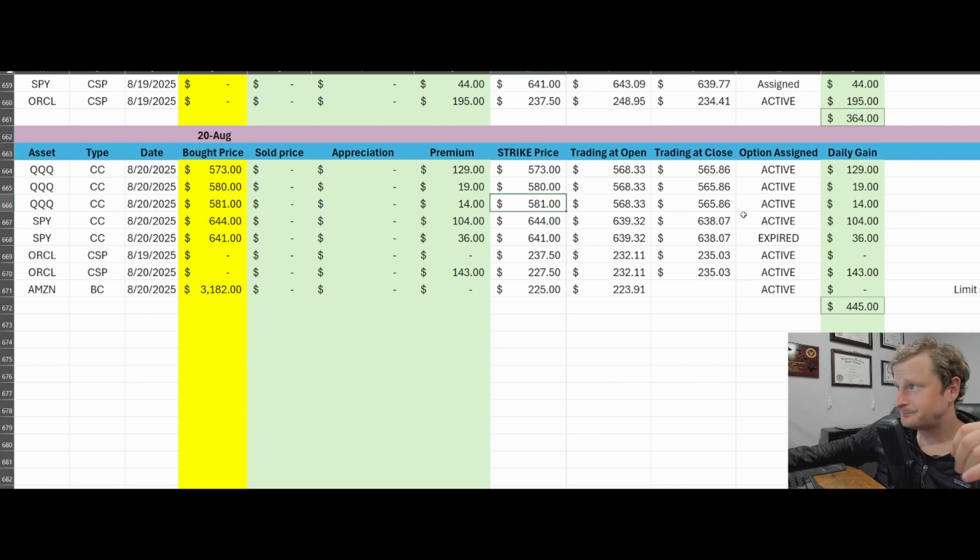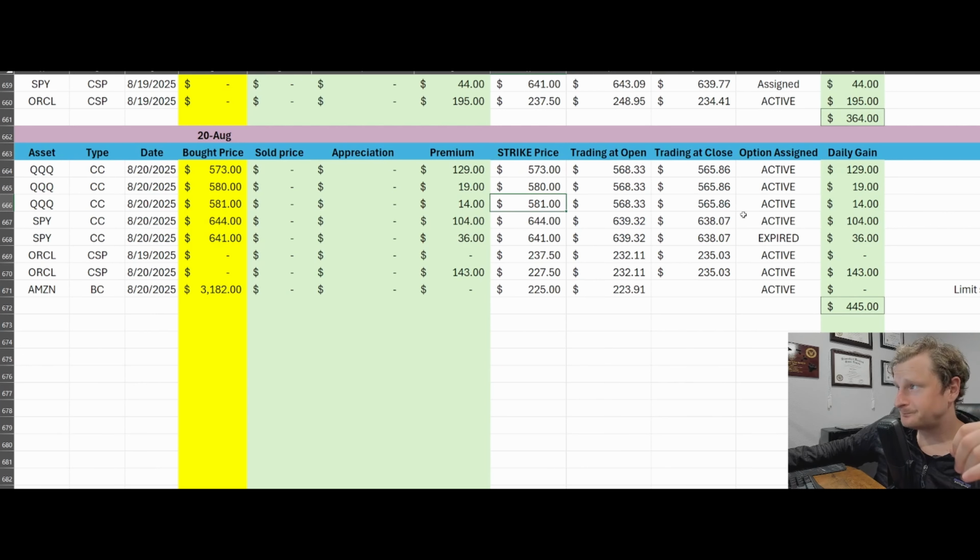For my SPY shares, I had 2 different buying points, the 644 and the 641. For my 644 shares, I made $104 of premium, and the same concept applied from the QQQ shares. I initially was going to run a daily, but the premium was so low, I decided to choose an expiration date that was 3 days away. So it was Wednesday, Thursday, Friday. I made $104 for the SPY. The market opened at that 639.32, and then it actually closed at the 638.07.